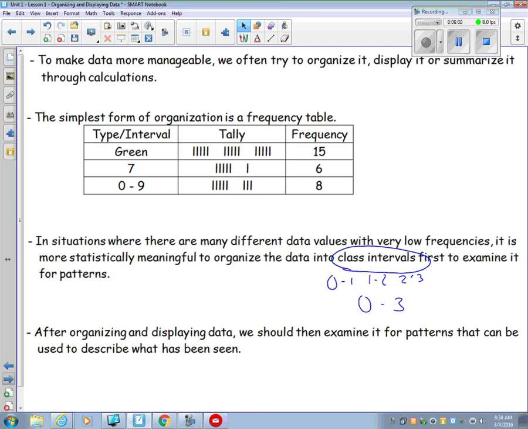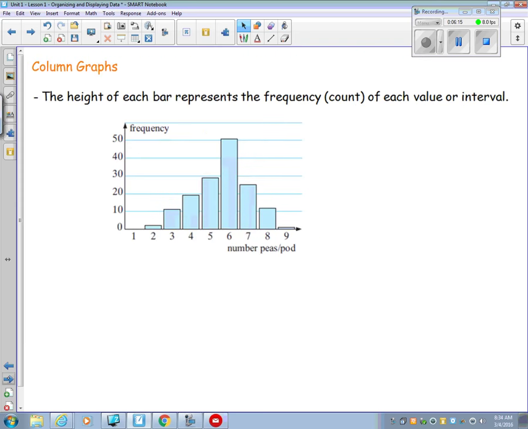Okay. Once we have organized it, our objective then is to start displaying things. We want to sort of see patterns. It's easier to see patterns generally if they're in a picture form, in a graph of some kind. So just some reminders of some graphs we should know how to do. A column graph, or a bar graph as you guys probably call it. IB likes to call them column graphs just to mess with us a little bit.